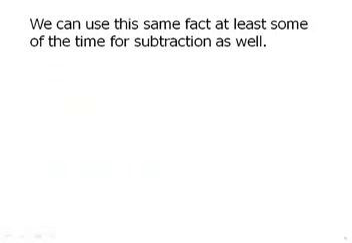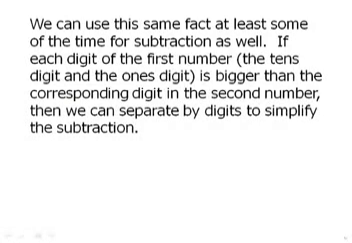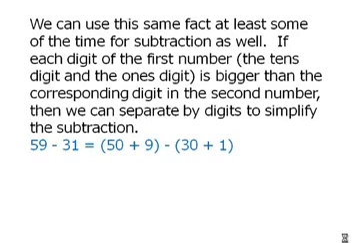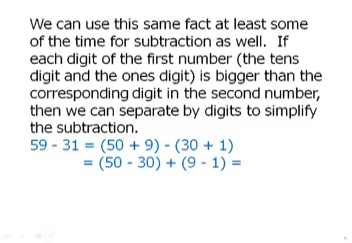We can use this same fact at least some of the time for subtraction as well. If each digit of the first number, the tens digit and the ones digit, is bigger than the corresponding digit in the second number, then we can separate by digits to simplify the subtraction. So for example, if we have 59 minus 31, we can think of each one of those as a sum, tens digit plus ones digit. We can group them, so we're subtracting the multiples of 10 and separately subtracting the ones digits. So 50 minus 30, of course, is 20. 9 minus 1 is 8. Putting those together, the result is 28.